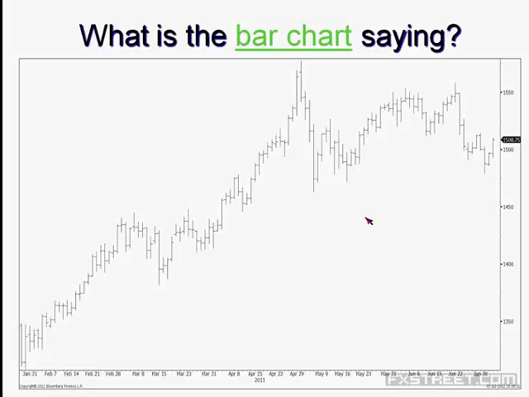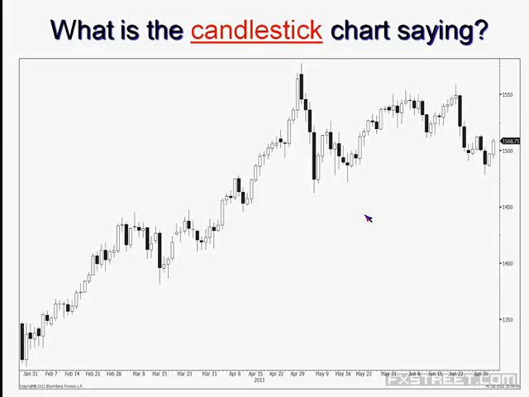I want everyone to focus on the screen and tell me what you see. So this is the bar chart, and I'm flipping to a candlestick chart. Candlestick chart, back to the bar chart. One more time, until everyone gets bored of this example. Okay, last time, bar chart, candlestick chart.